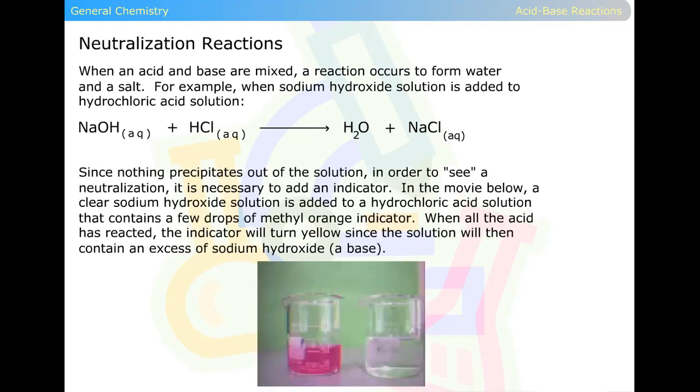Since nothing precipitates out of the solution, in order to see a neutralization, it is necessary to add an indicator. In the movie below, a clear sodium hydroxide solution is added to a hydrochloric acid solution that contains a few drops of methyl orange indicator. When all the acid has reacted, the indicator will turn yellow, since the solution will then contain an excess of sodium hydroxide, a base.